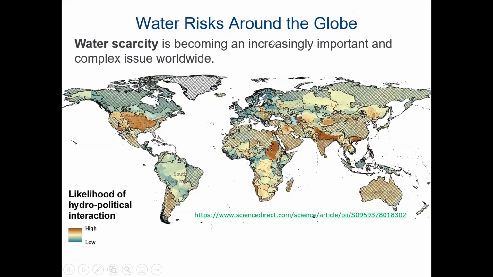So lastly, I just want to show you this here. This is a publication I was reading a couple years ago talking about water scarcity around the globe. And they were talking about hydropolitical interactions. So what do they mean by that? They mean that when there's not the supply of water, this can lead to a lot of tension. People are fighting over it. People are disagreeing on who gets how much and those kinds of things.